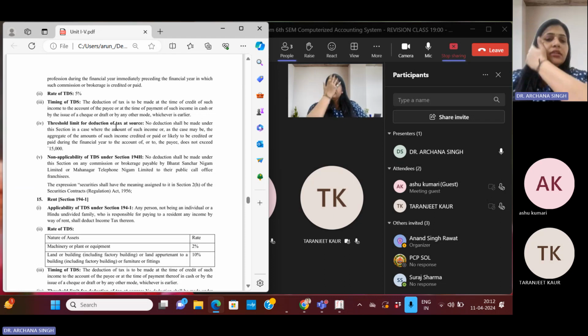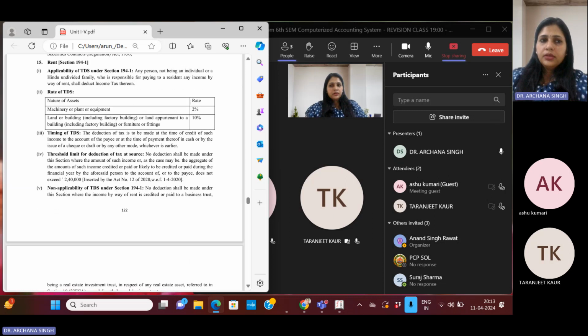Then non-applicability of TDS under section 194H. It says that no deduction shall be made under this section on any commission or brokerage payable by BSNL or Mahanagar Telephone Nigam Limited to their public call office franchisees. So expression यहाँ पे जो securities है shall have the meaning assigned to it in section 2H of the Securities Contract Regulation Act 1956.